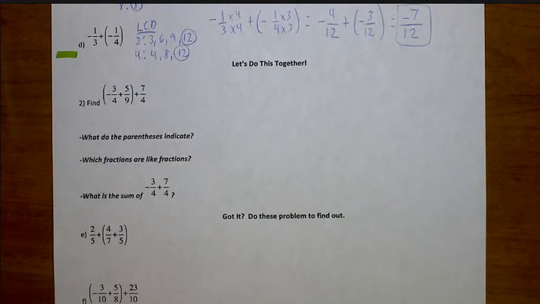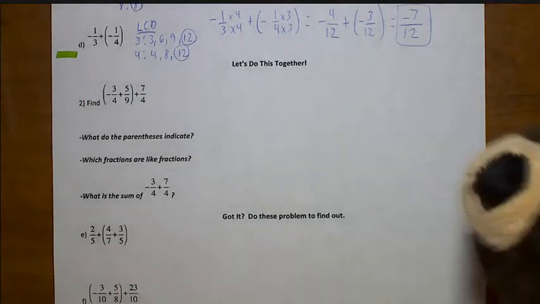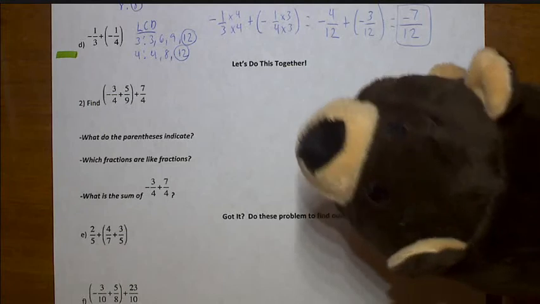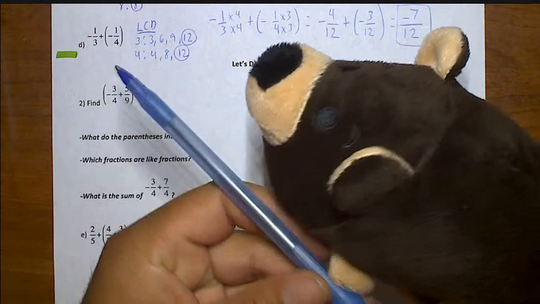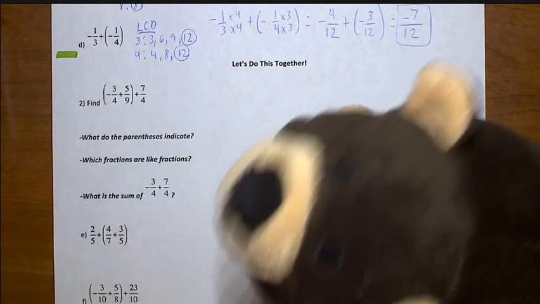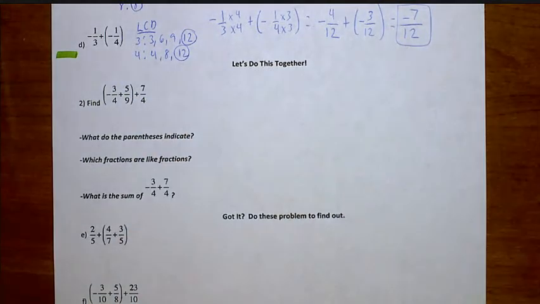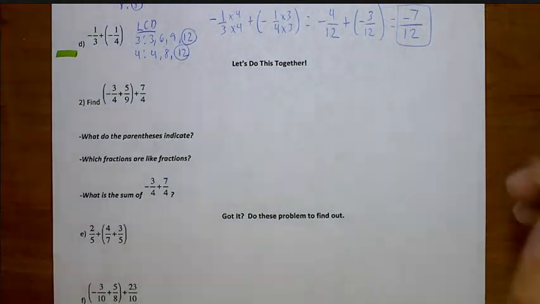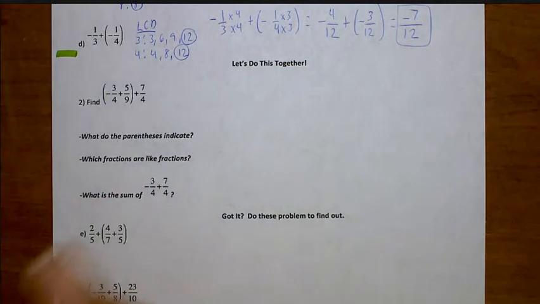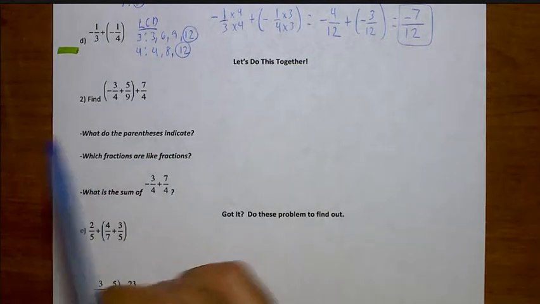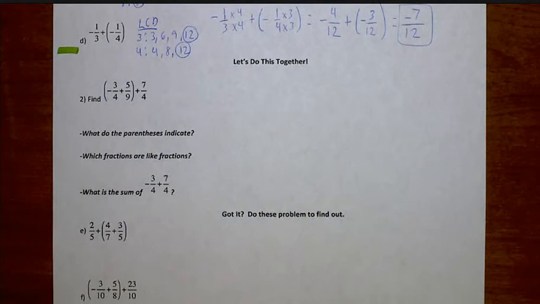So we have 3 fractions. Okay, we're adding them all up. The first thing we notice is that we have 2 fractions that have common denominators, and we have 1 that doesn't. So we want to make our lives as simple as possible. The first question is, what do the parentheses indicate? Well, they indicate that we add those fractions first. The second question is, what fractions are like fractions?